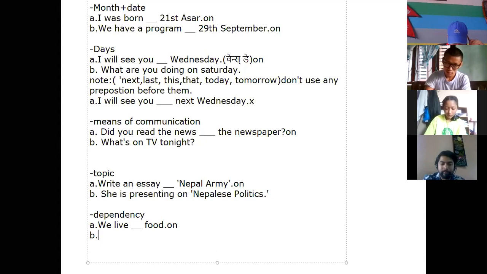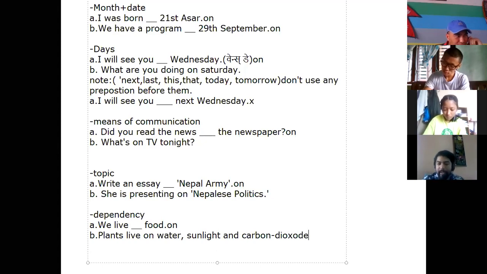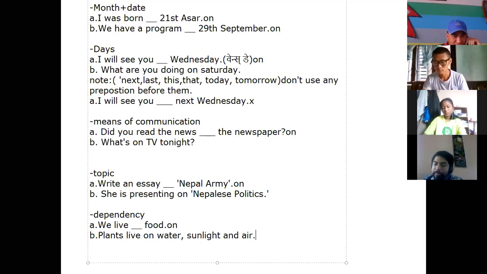Plants live on water and sunlight. Water, sunlight, and carbon dioxide. Oxygen, carbon dioxide, whatever, right? Air. I don't want to be in a debate, right? I don't know whether an actual plant needs carbon dioxide or oxygen. I suppose it needs both, right? So let's write air. So plants live on air. If it depends, right? So on is also for dependency. Very good. Now let's look at at.